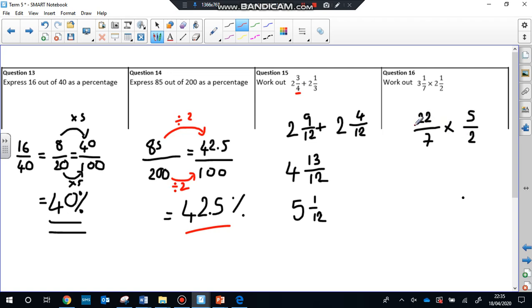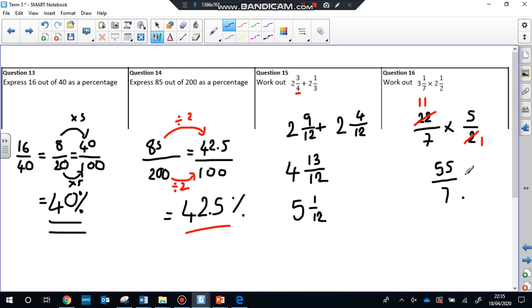So if I have a look at how many 2's go into 22, well that's 11. How many 2's go into 2? Well that's 1. So that makes my multiplication a little bit easier. I've got 11 times 5 on the top, which is 55, and 7 times 1 on the bottom, which gives me 7. So it's 55/7, but I want to leave that as a mixed number.